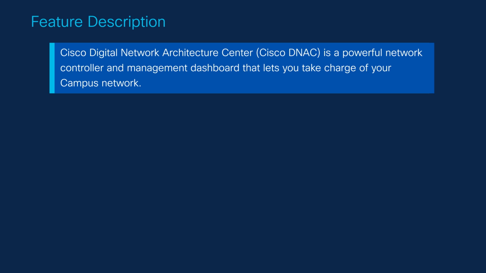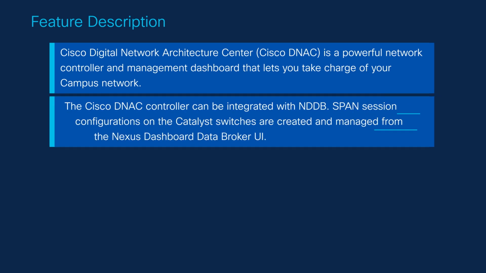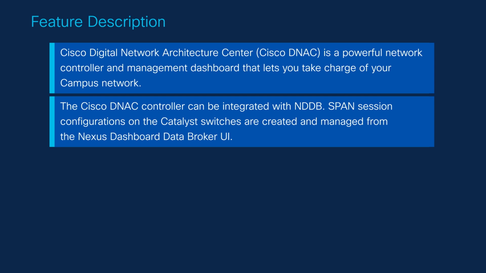And it's going to be too much redundant work going screen by screen. To solve this problem statement, we have an integration in the NDB controller where the NDB controller can talk to the Cisco DNA controller for your span automation. Cisco DNA controller is a powerful controller to do the management for your campus networking. Once the Cisco DNA controller is added to the NDB controller, it's going to automate all the span configurations directly from the NDB UI.